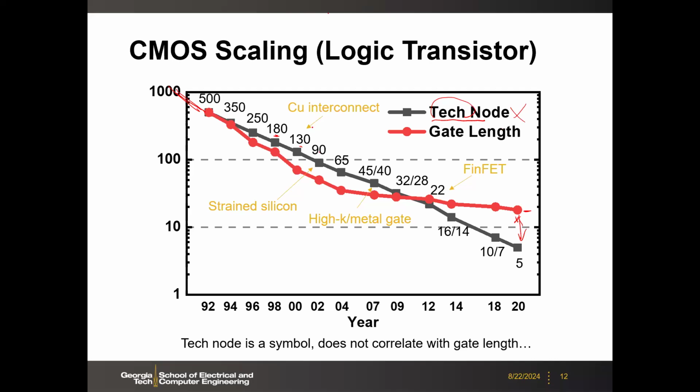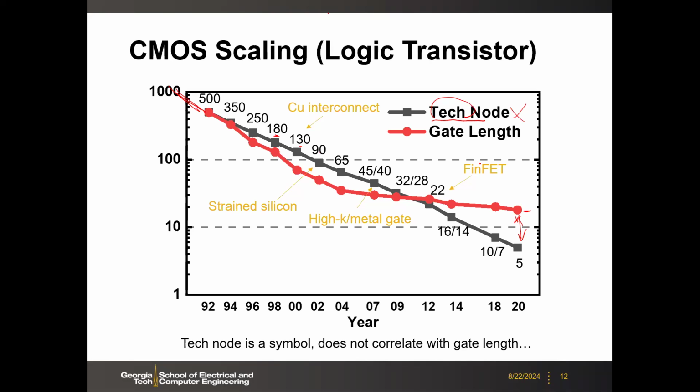And here we have some milestones where new technologies were introduced. At 130 nanometer, copper interconnect was introduced. Previously the interconnect routing was all aluminum. And then at 90 nanometer, strained silicon was introduced. At 45 nanometer, high-K metal gate was introduced. And at 22 nanometer, FinFET was introduced. So those are the key innovations.